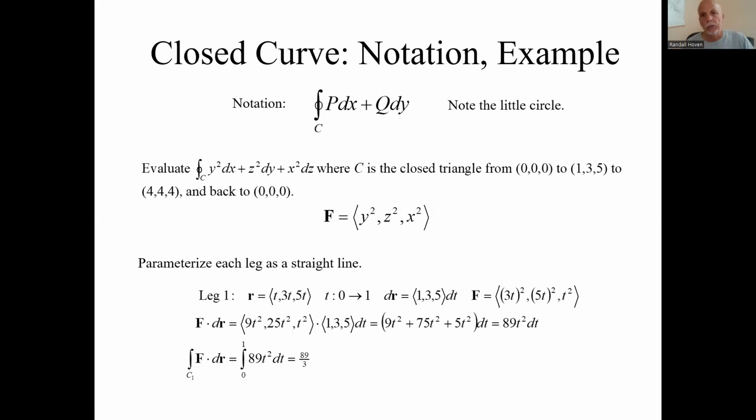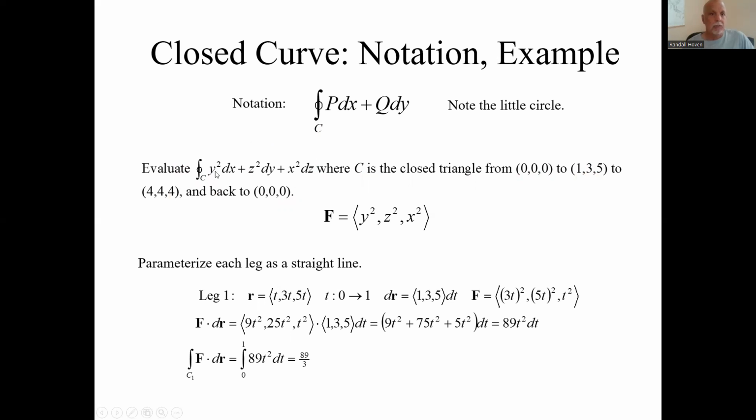Closed curves. That just means they come back on themselves, and you should have this symbology on the integral symbol when it's a closed curve. So here's an example. Evaluate this closed curve integral, and the curve is the closed triangle. It gives you the points of those triangles. From the origin to this point, then to this point, and then back to the origin. Might help you to draw it.